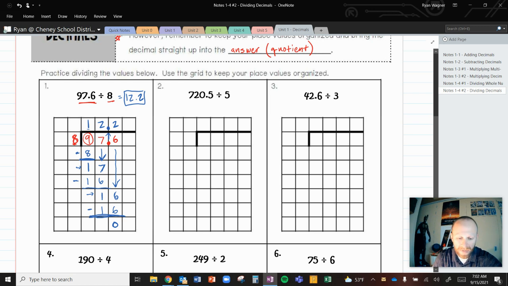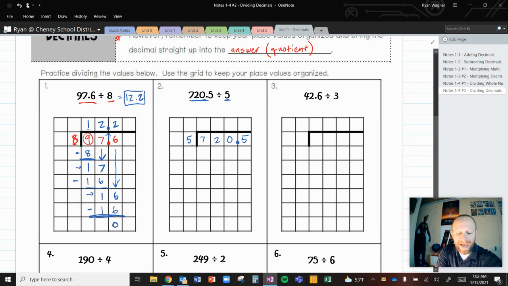Okay? All right, let's look at number 2 here. 720.5 divided by 5. So this first number is going to be our dividend, 720.5. I'm going to put the decimal right on the line here. The second number is going to be our divisor, which goes right on the outside. Okay? We're going to follow the exact same rules as what we did on the first problem and what we did in our last video.